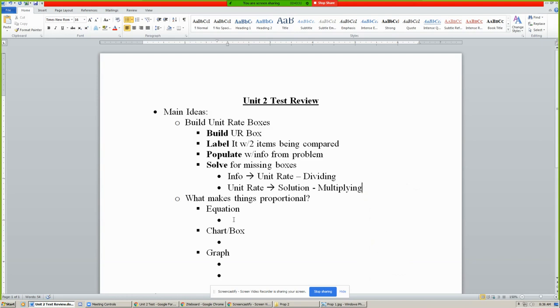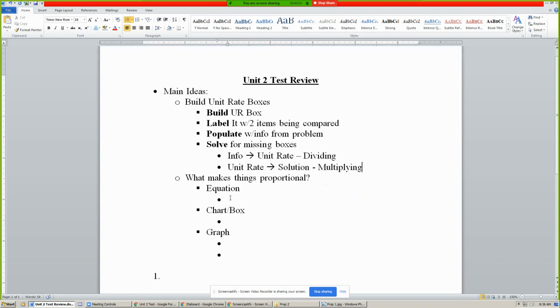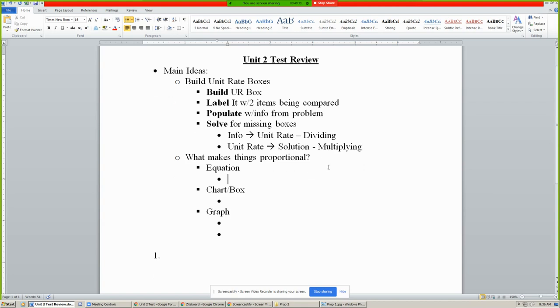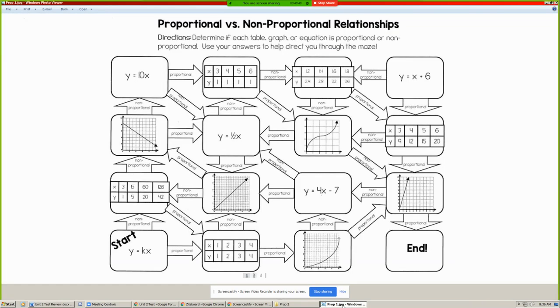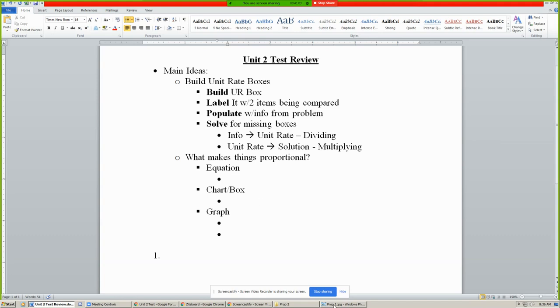Let's talk about proportional relationships. So what makes things proportional? We've talked about this over the last 2 weeks. When you're looking at equations, charts, unit rate boxes, and graphs, how do you work with them and determine that they're proportional or not? We're going to start with an equation first and foremost.